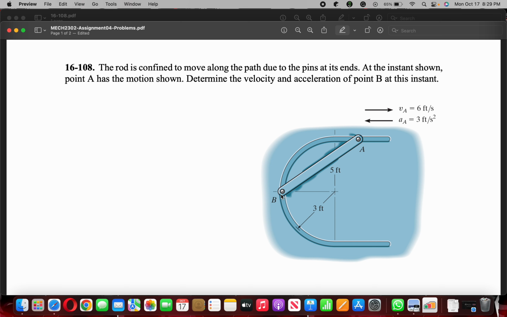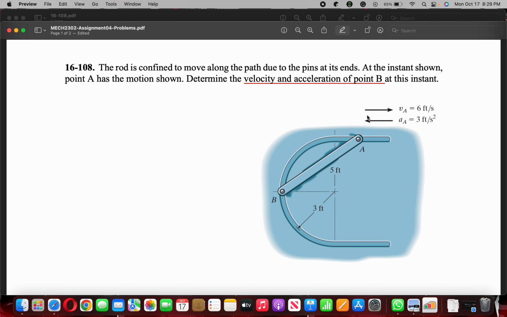Second question, 16-108. It says that a rod is confined to move along the path due to the pins at its ends. At the instant shown, point A has the motion shown. Determine the velocity and acceleration of point B.